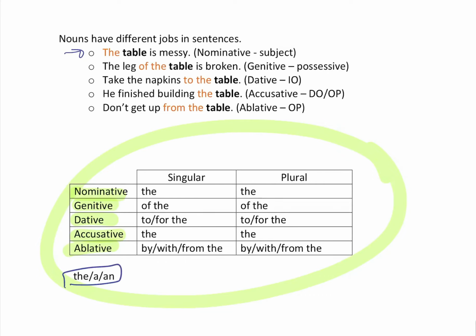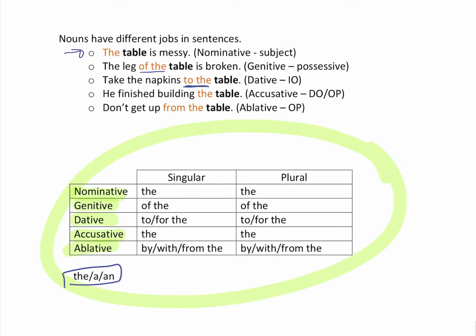You could say a table is messy. The table is messy. The one, of course, you can't say is an table. So you don't always need to have an article in front of your nominative, but sometimes you can, and usually you can put one in. Genitive will have of the, so if you look here, it's of the table. Those are words that are implied in Latin that we translate into English. Dative is to or for the.